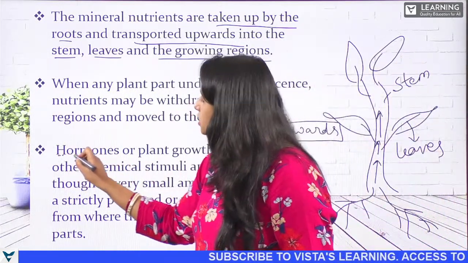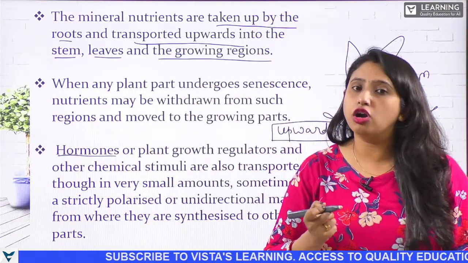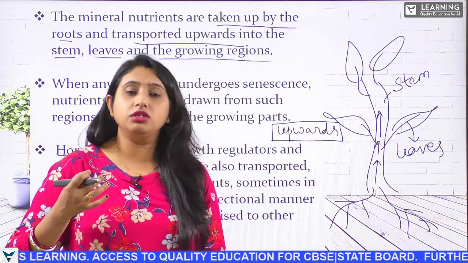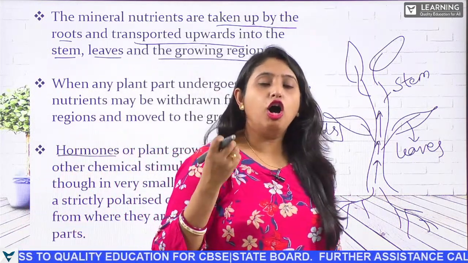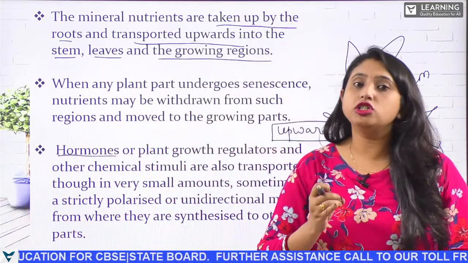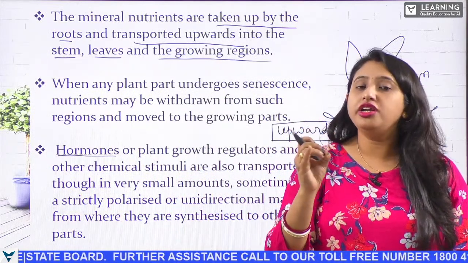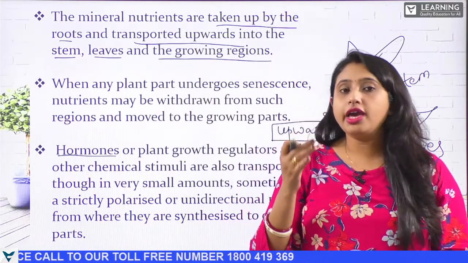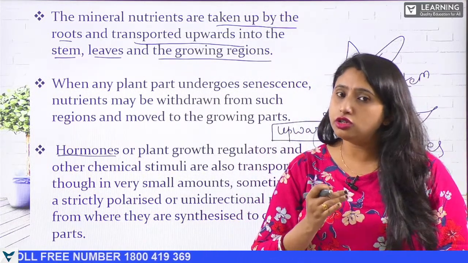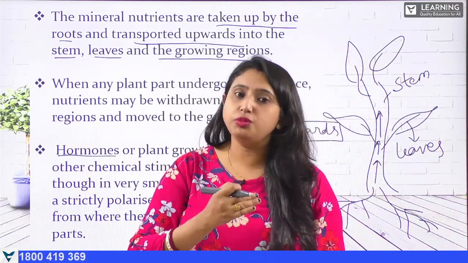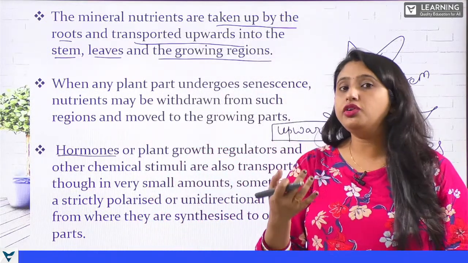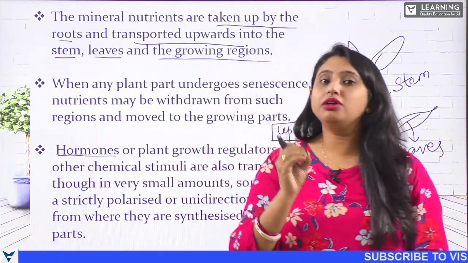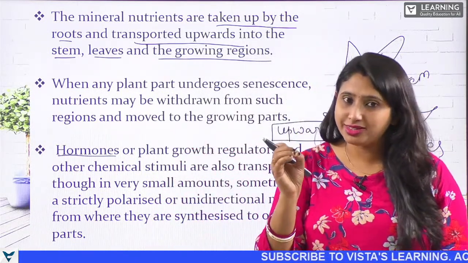So hormones. As I said, plants also require hormones, right? Various hormones they need. Hormones are the essential chemicals which are responsible for control and coordination in an organism. Likewise, plants also need various hormones like auxin, cytokinin, gibberellin, ethylene. We will study about hormones in chapter number 15. For now, remember that hormones are very much essential.